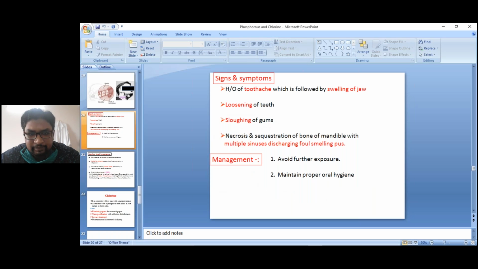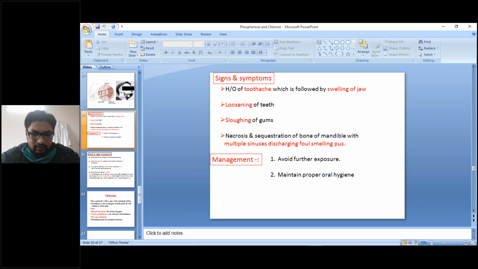And then these are the symptoms. There is history of toothache, which is followed by swelling of the jaw. There is loosening of the teeth. There is sloughing of gums. There is necrosis and sequestration of the bone of the mandible, with multiple sinuses discharging foul smelling pus. The sinuses can be on the jaw and the upper part of the neck.